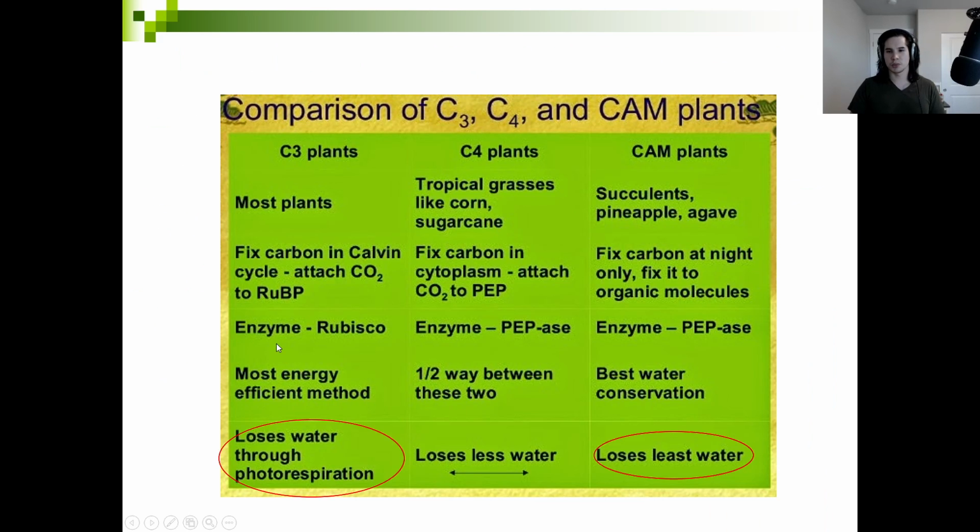And so there are a lot of details here, but the most important thing to know is which one has the highest potential to lose water and which one has the least potential to lose water. Our CAM plants will lose the least amount of water, whereas C3 plants will lose more water through photorespiration than any of the other ones. And then our C4 plants are somewhere in the middle. Sorry, pineapple was a CAM plant. I knew it was a CAM plant. Okay, C4 plants were corn, and most of the other plants, so your tomatoes, your cherries, are going to be C3 plants.